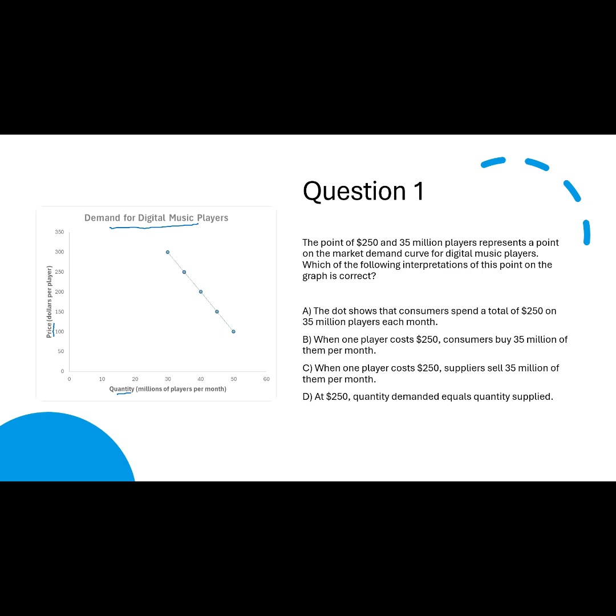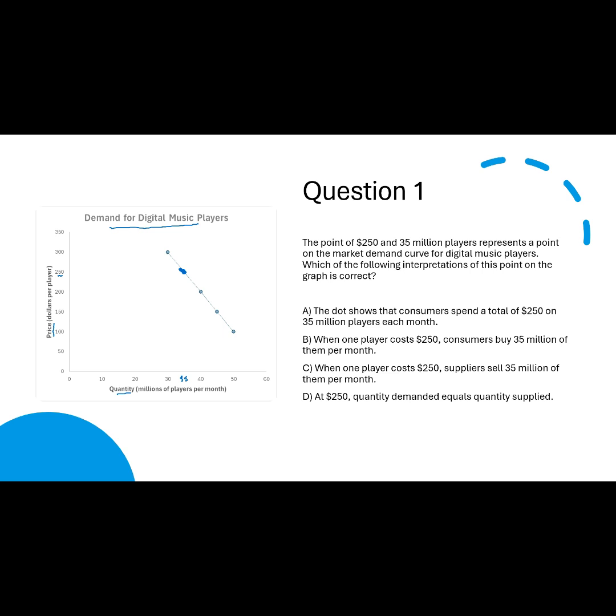So let's look at the question. It says the point of $250 and 35 million players represents a point on the market demand curve for digital music players. Which of the following interpretations of this point on the graph is correct? So the point they're talking about is 250 at 35, which is going to be around right here, approximately. So that's the point that we're going to focus on right here.